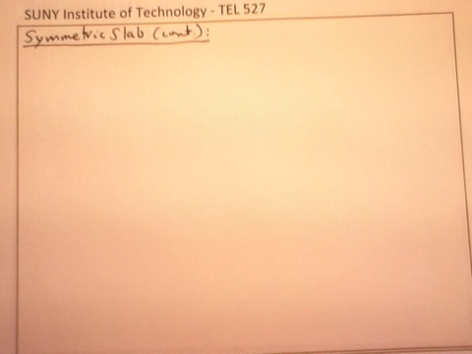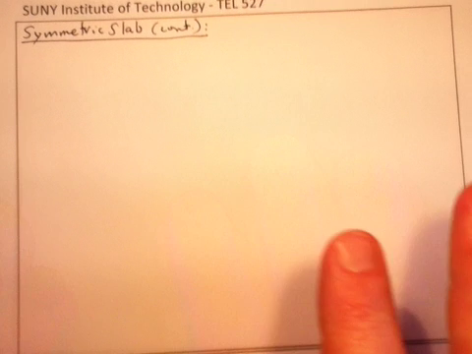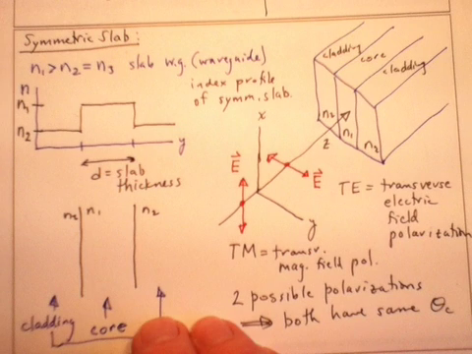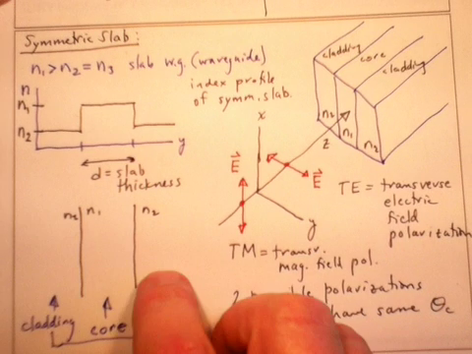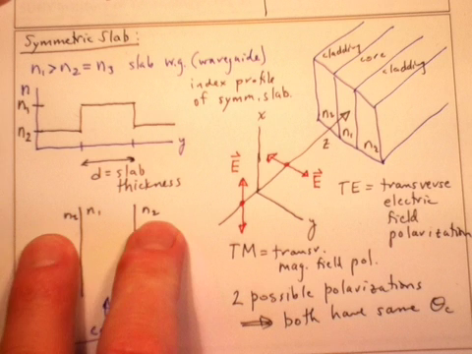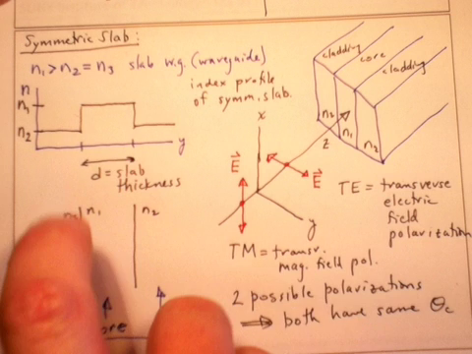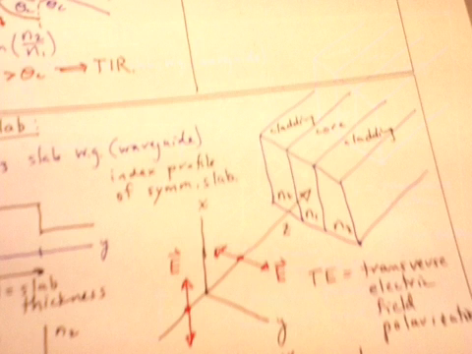Okay, continuing the discussion of the symmetric slab in Chapter 4. So we just saw the picture of the symmetric slab where the cladding on both sides of the core has the same index n2. n1, the index of the core, is larger, and so here's our index profile. Define TE and TM polarizations.